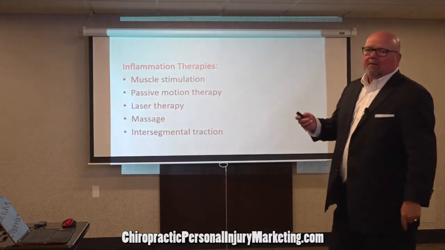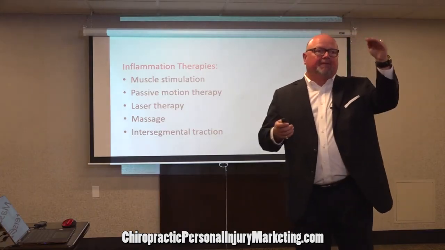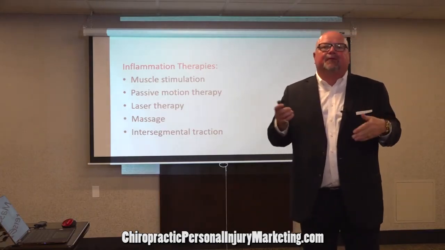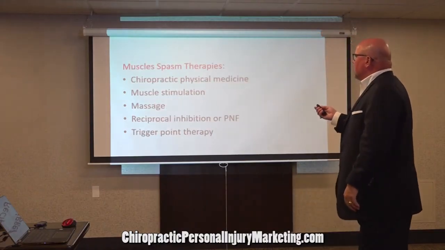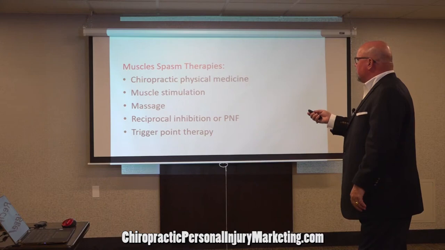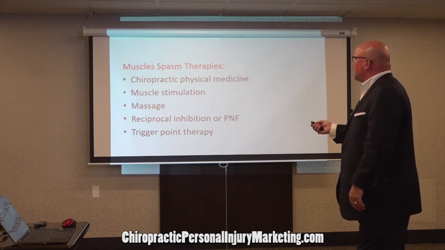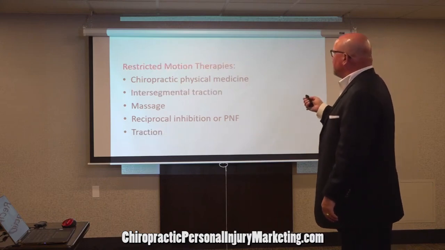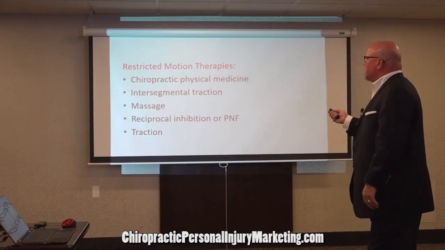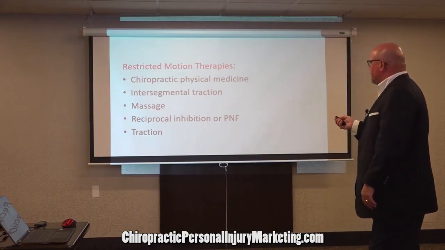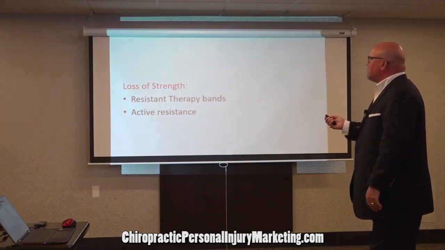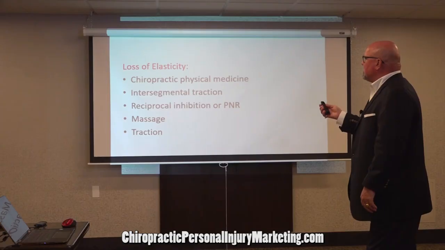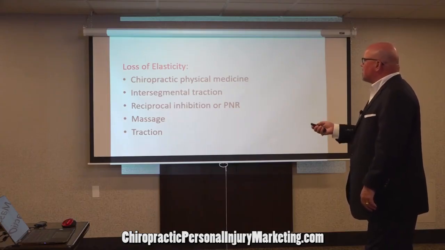Okay? So you can use one therapy that affects in many ways. It's just used maybe differently, that's all. Okay? Muscle spasm therapies: chiropractic physical medicine, muscle stim, massage, reciprocal inhibition, PNF, trigger point therapy. Restricted motion therapies: chiropractic physical medicine, intersegmental traction, massage, reciprocal inhibition, PNF, traction. Loss of strength: resistive therapy bands, active resistance. Loss of elasticity: chiropractic physical medicine, intersegmental traction, reciprocal inhibition, PNF, massage, traction.